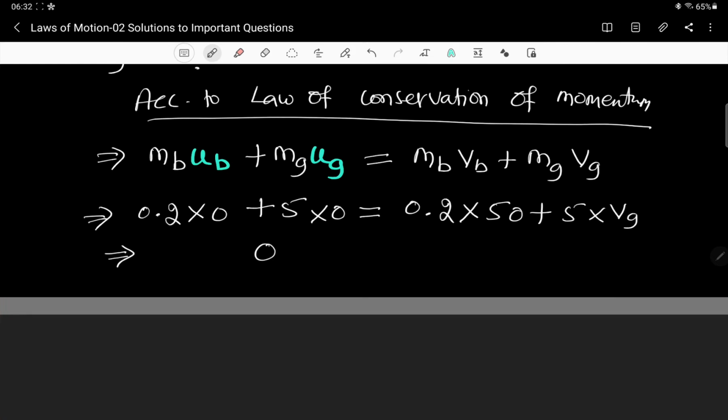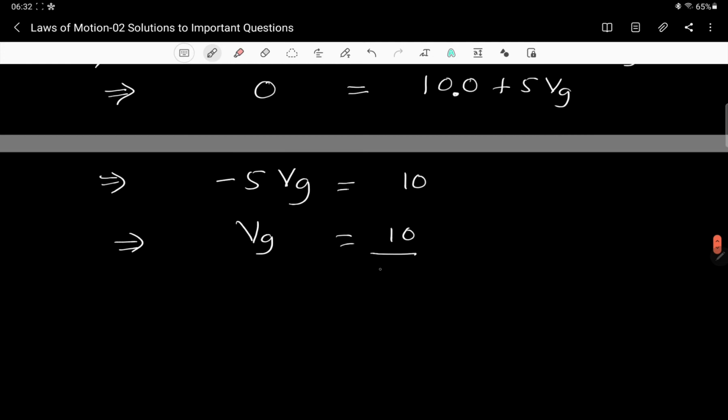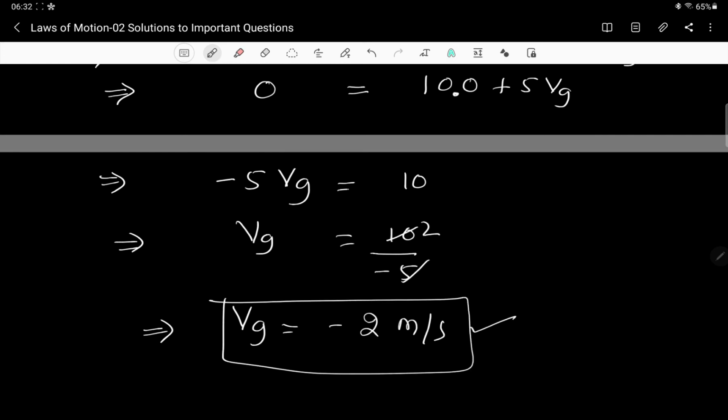Now this LHS completely becomes 0, and that is equal to 0.2 into 50, which is 10, plus 5 vg. Let us bring this 5 vg to this side, it becomes minus 5 vg because 0 is there, and that is equal to 10. Then vg is equal to 10 divided by minus 5, which is minus 2. So the velocity of the gun is going to be minus 2 meter per second.